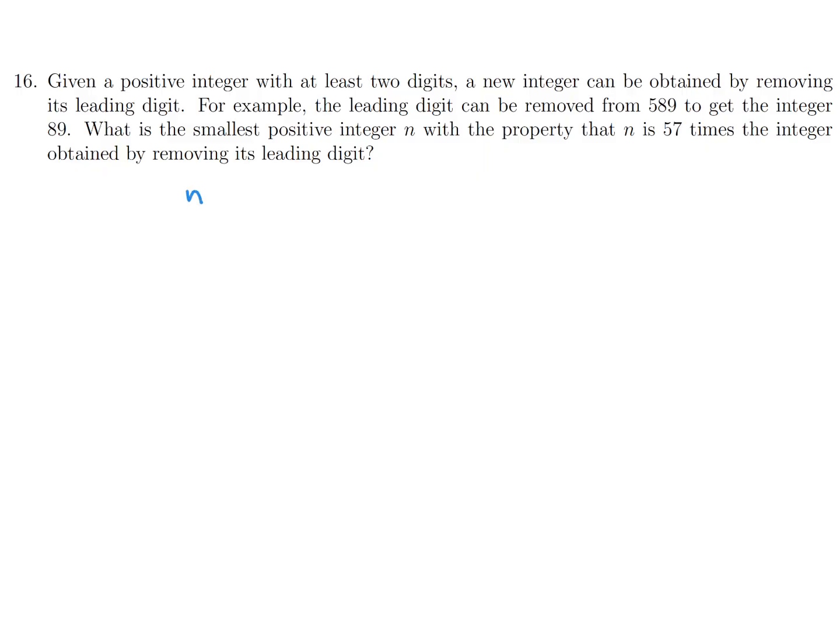So then they don't tell me how many digits this n will have. Does it have 2 digits, 3 digits, 4 digits? Okay, so I guess I just have to do it one at a time. Let's say it has 2 digits, so then it's AB. And if you remove the lead digit, it becomes B. And then they're saying that this is 57 times that, right?